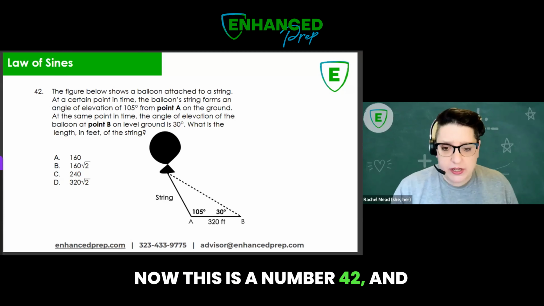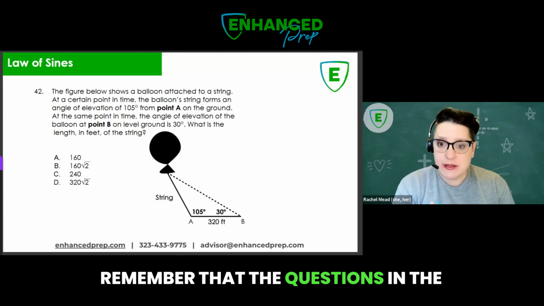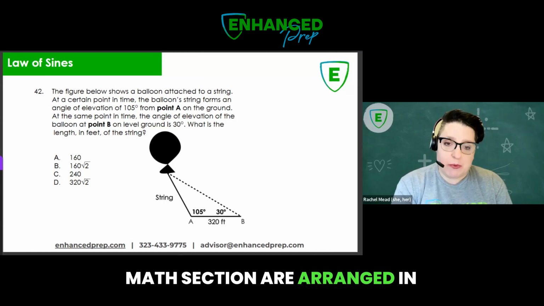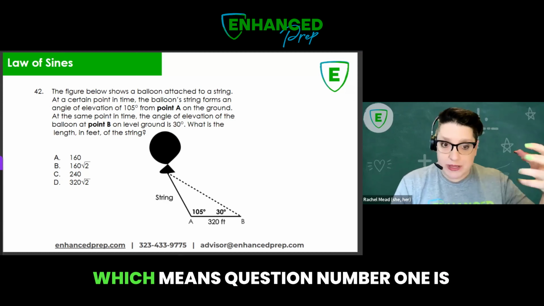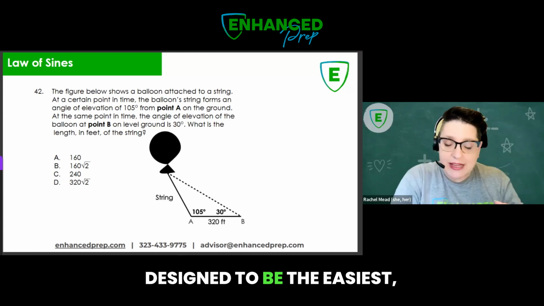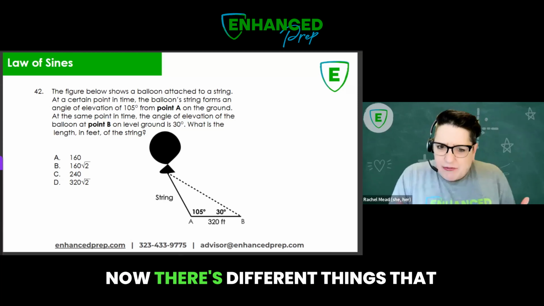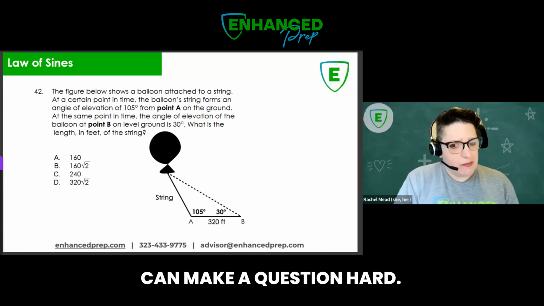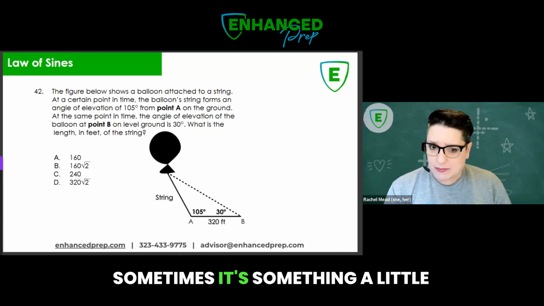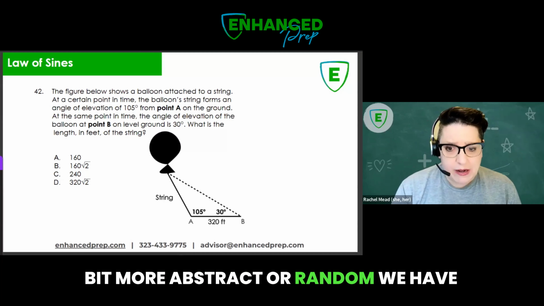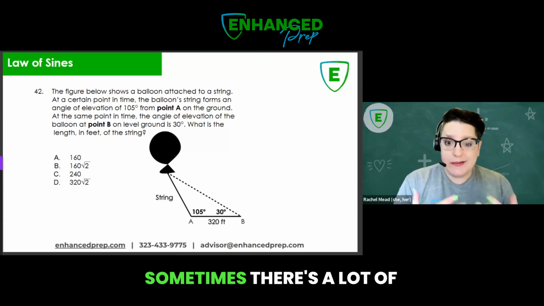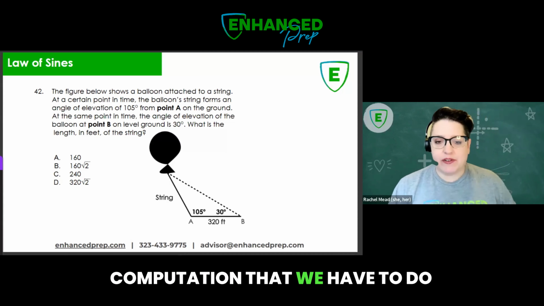Now, this is number 42, and remember that the questions in the math section are arranged in approximate order of difficulty, which means question number 1 is designed to be the easiest. Question number 45 is designed to be the hardest. Now, there's different things that can make a question hard. Sometimes it's hard math. Sometimes it's something a little bit more abstract or random we have to have memorized. Sometimes there's a lot of computation that we have to do here.